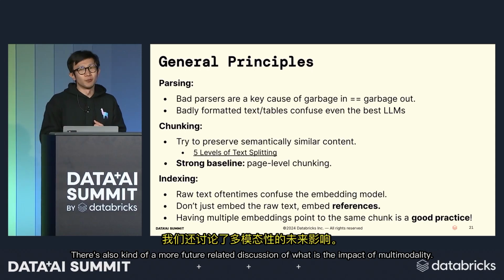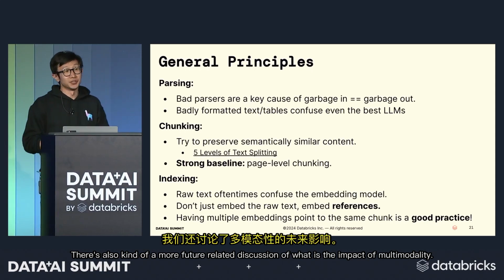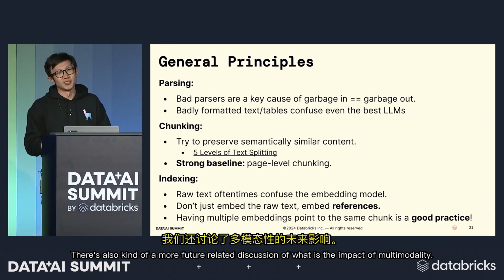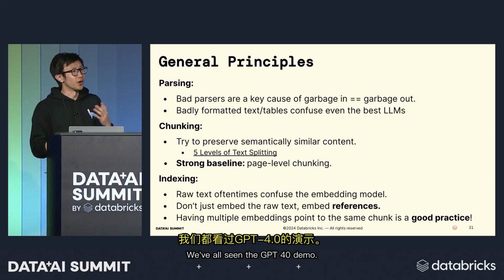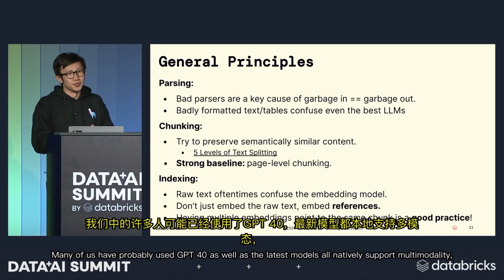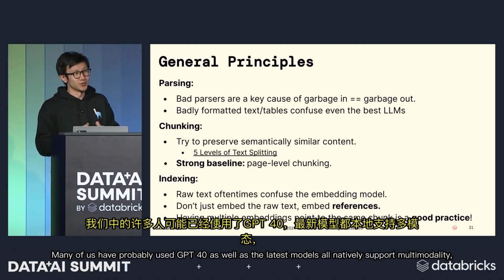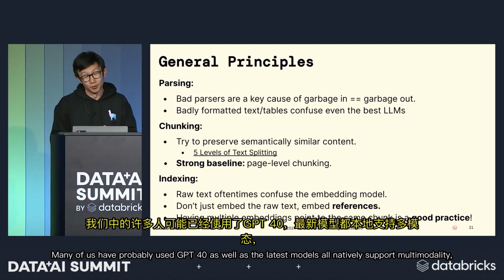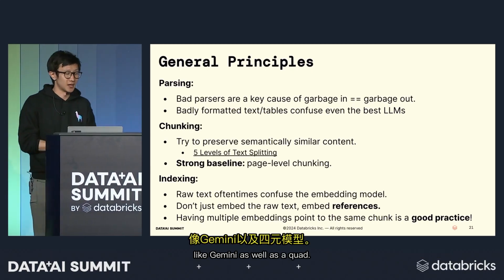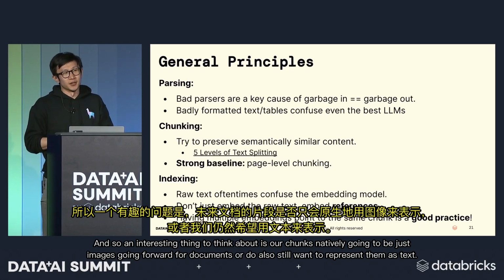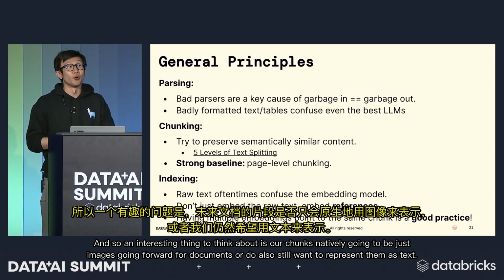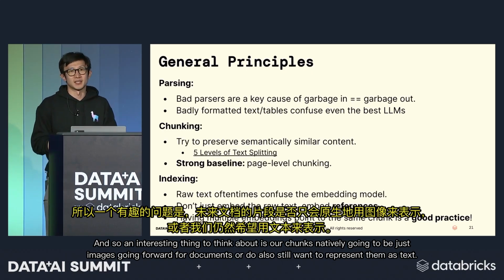There's also a more future-related discussion of what the impact of multimodality is. We've all seen the GPT-4o demo. Many of us have probably used GPT-4o as well as the latest models. All natively support multimodality, like Gemini as well as Claude. And so an interesting thing to think about is, are chunks natively going to be just images going forward for documents, or do you also still want to represent them as text?